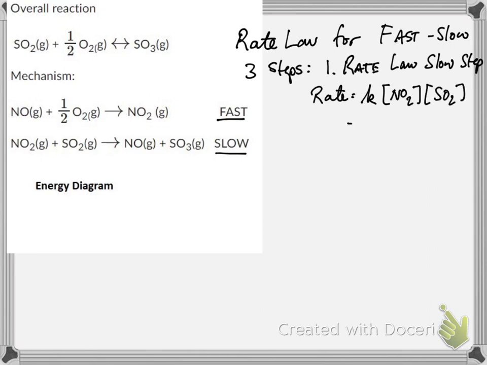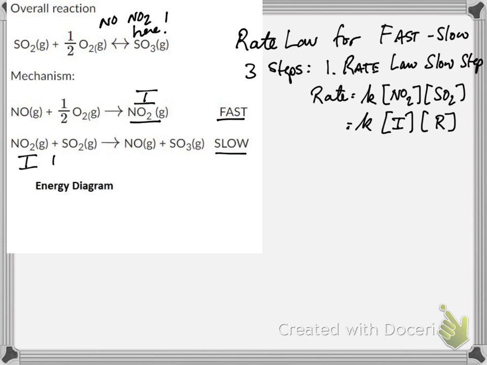Now, what's the issue? The issue is when we look at the roles of NO2 and SO2, SO2 is fine, it's a reactant, but NO2 is an intermediate. It is not in the overall reaction. It's made first, then consumed in step 2. It's an intermediate. And so we can put all the roles here. So first we have a catalyst, NO. It starts as a reactant, and then it ends as a product. It's also not in the overall reaction.